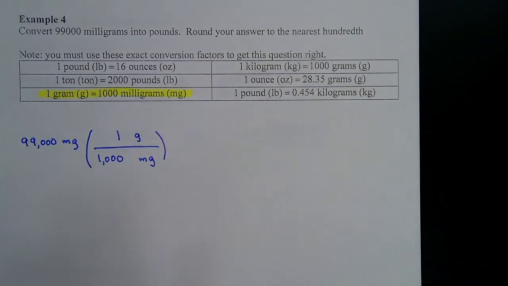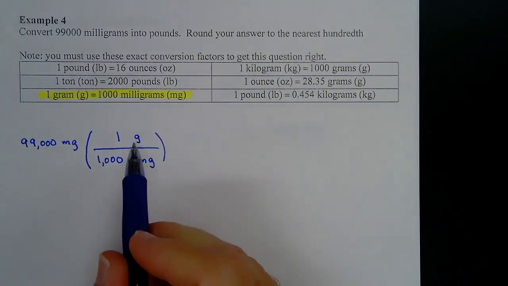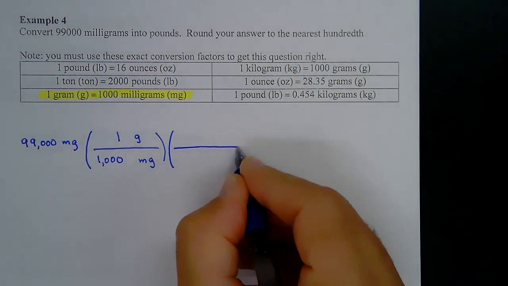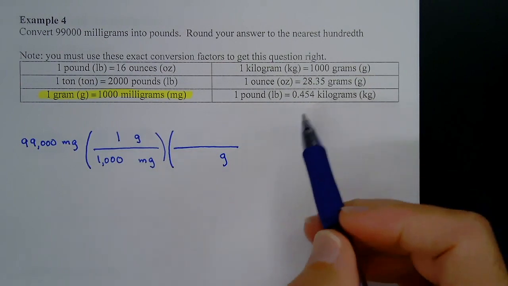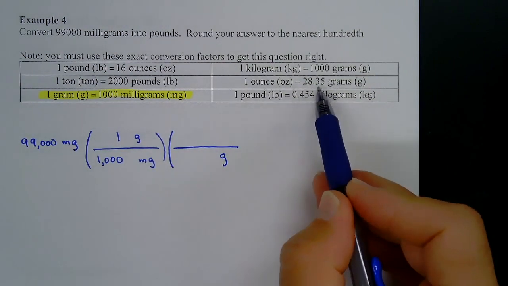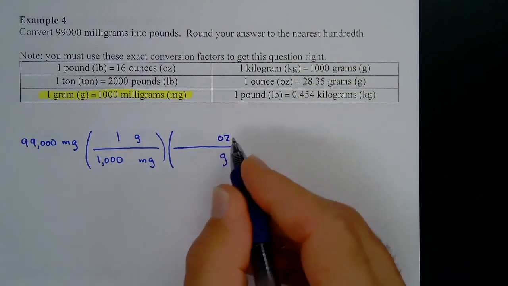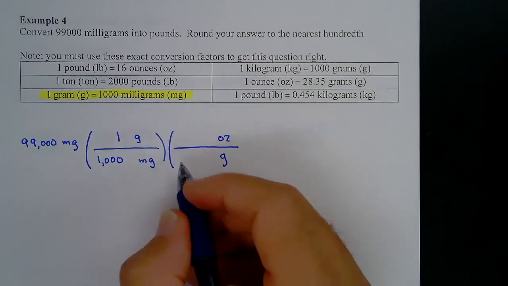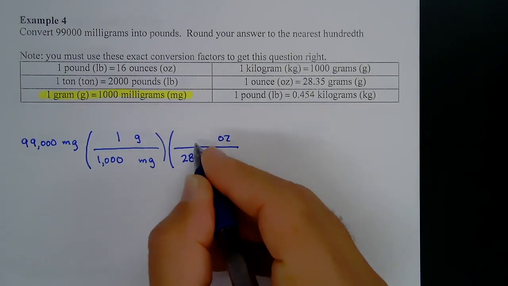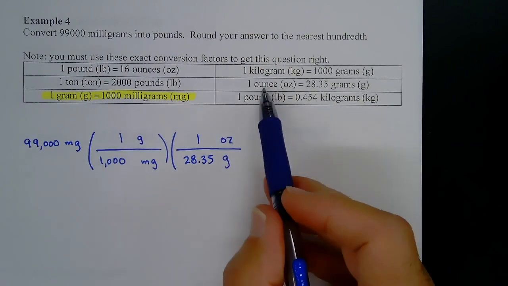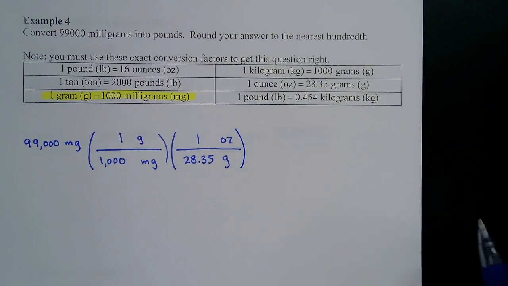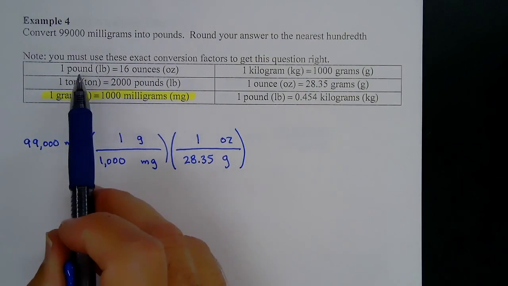Right now, you got to keep this in mind, so you got to stay focused. This is grams right now. So I'm going to go with grams, and I'm going to go to ounces. So I know this is ounces. I know 28.35 of these is equivalent to 1 ounce. So 1 ounce over 28.35 is the same as 1. Now I can go ounces to pounds.